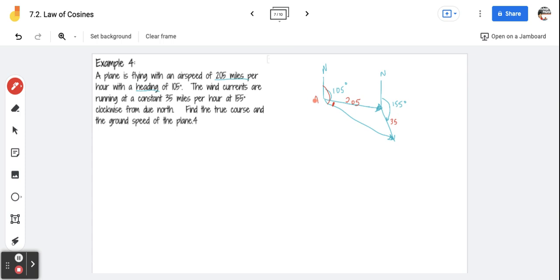Let me label this triangle to make it easy to name these. I'll call this A, B, and C. I will need to know little c, and then angle A, so I can add it to 105 to get the actual true course of the plane. Let's start with finding the magnitude of the resultant vector, which is c. That's going to tell me the actual ground speed of the plane.